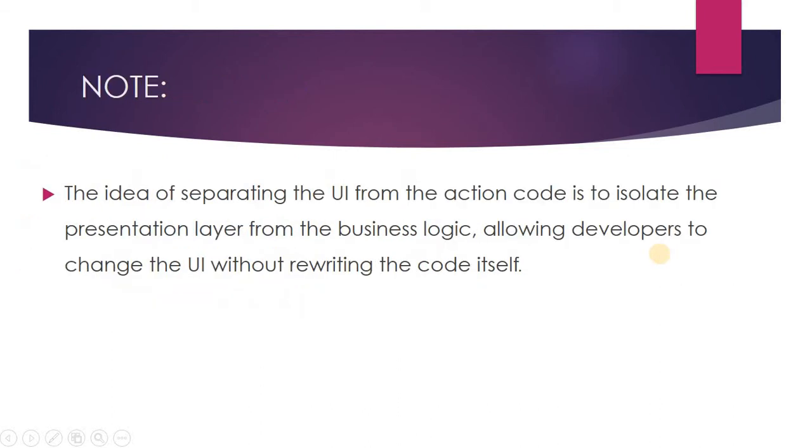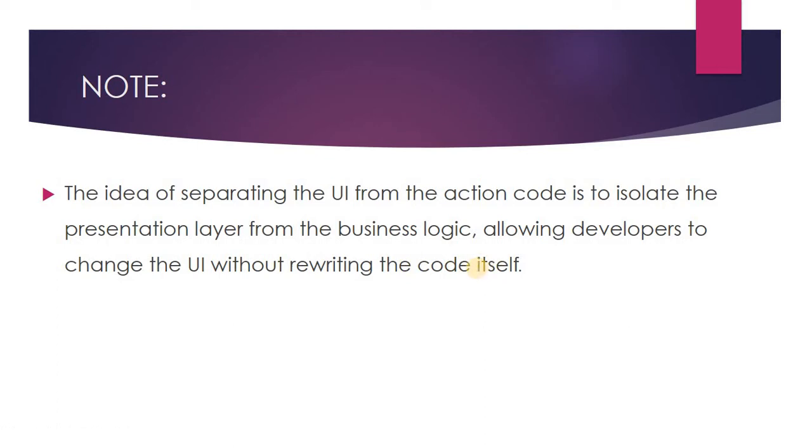And coming to an important point. We have discussed 2 modules related to an activity. We have separated user interface controls and the action code behind those user interface controls. Why is this separation done in the Android system? What is the idea behind this? The idea of separating the user interface controls from the action code is to isolate the presentation layer from the business logic, allowing developers to change the UI without rewriting the code itself.